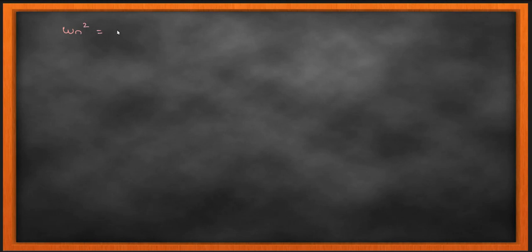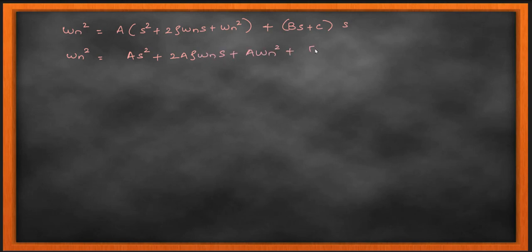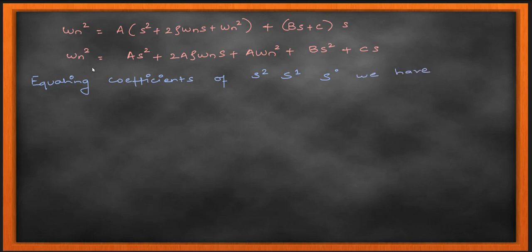That simplifies this fractional expression into a non-fractional form. It is not a linear equation, but it is just a non-fractional equation. The next step is equating the coefficients of s squared, s to the power of 1 and s to the power of 0, and then you compute the values of A, B and C from these three simultaneous equations.